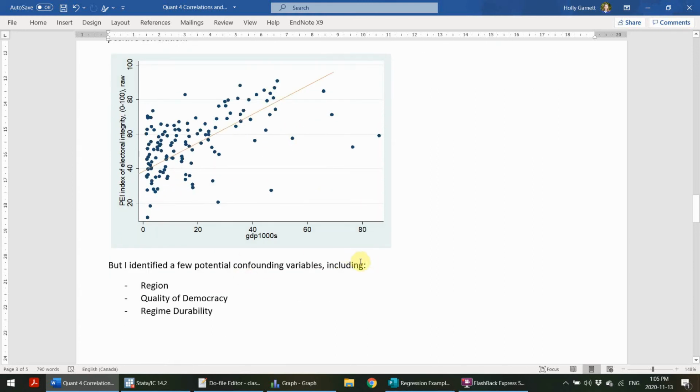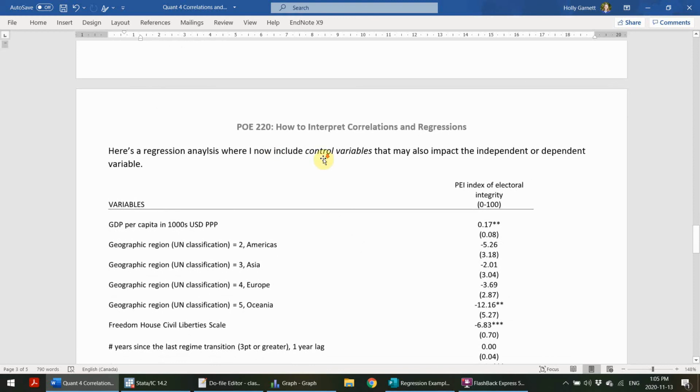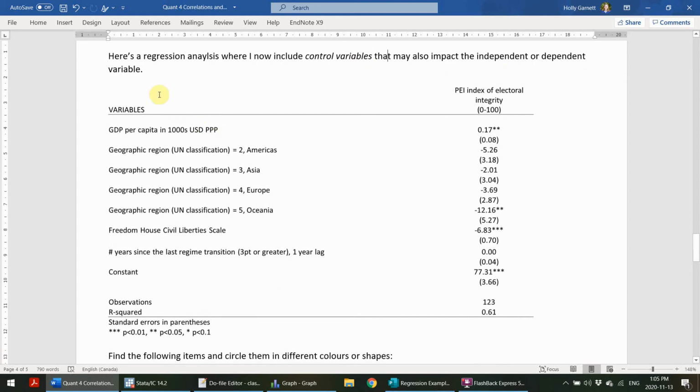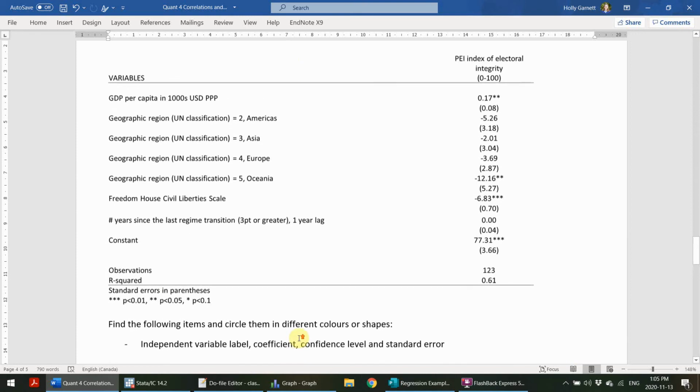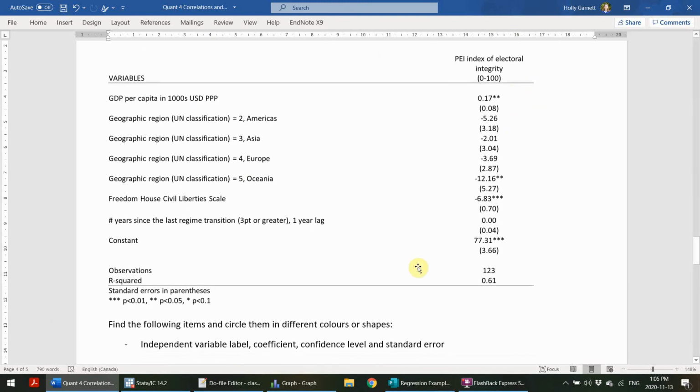We did this before, but then I'm like, well, wait a second. There's some confounding variables we need to take into consideration. Region of the world, the quality of democracy more generally, and regime durability, or how long something's been democratic. And for this, a scholar would include these control variables in a regression. And this is the output that you might see in a journal article. Okay. So I'm going to show you essentially how to read this and to at least know what all of these things are, so that when you see it in a journal article, you can see, okay, I know what each of these things are.